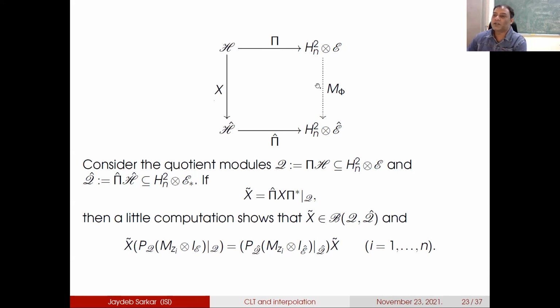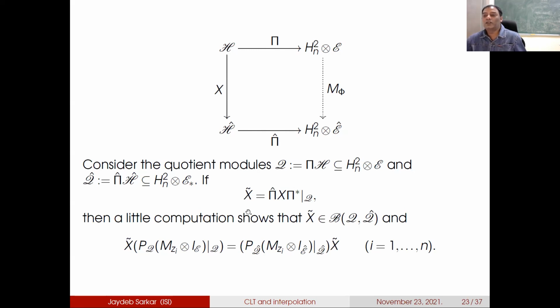So this diagram itself tells you how the proof should go. So you proceed as follows. You consider the quotient modules Q and Q hat. Just take the range of pi hat and the range of pi. So that's your Q and Q hat. So now you are here and you're here, right?